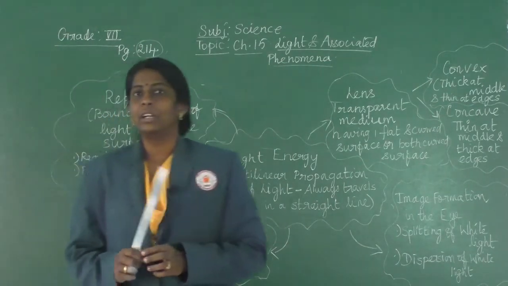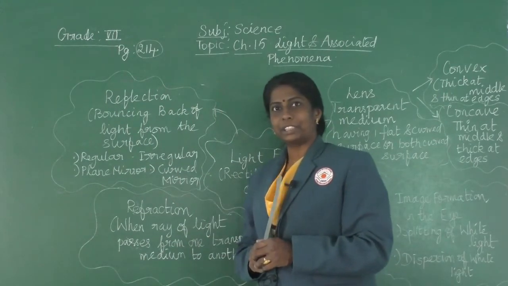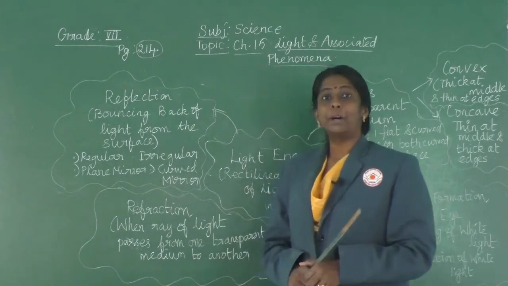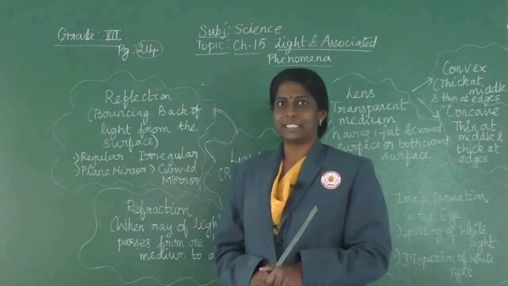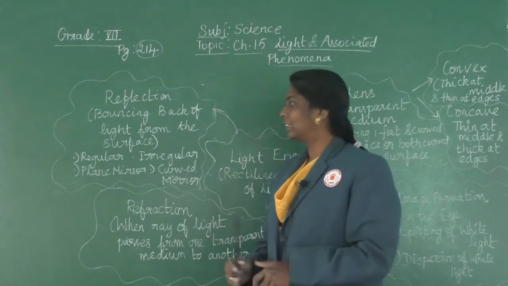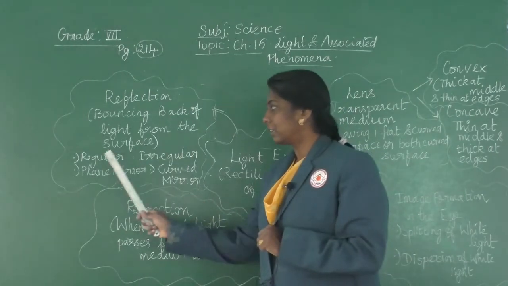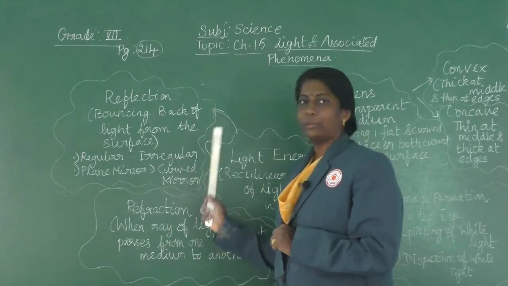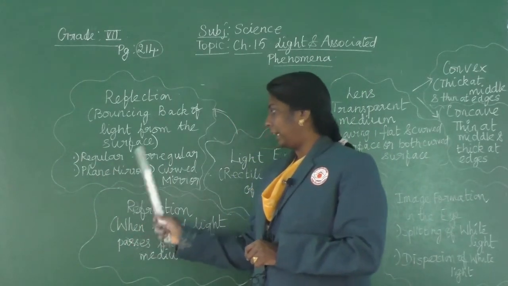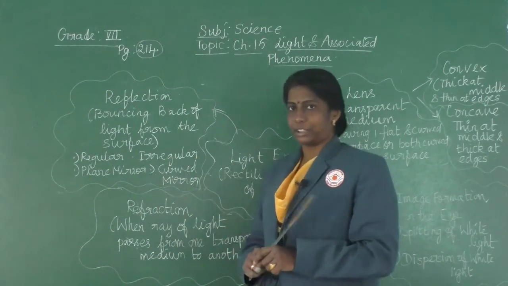First, reflection. What do you mean by reflection? Bouncing back of light from the surface is said to be reflection. This reflection is of two types: regular reflection and irregular reflection. Then we are going to learn about plane mirror, curved mirror and all. Clear? So this is about reflection.